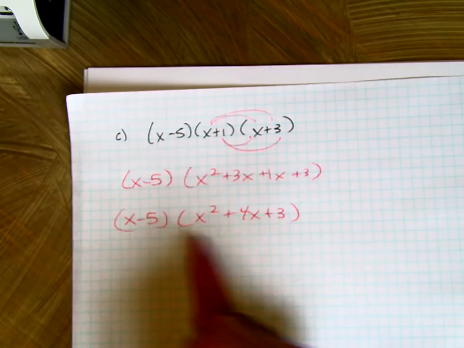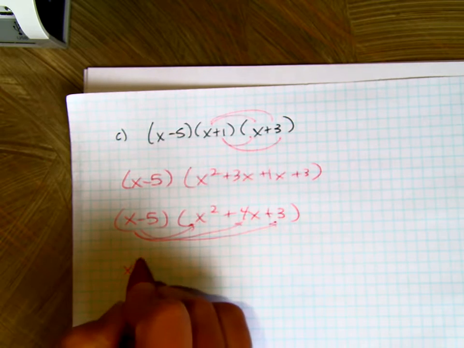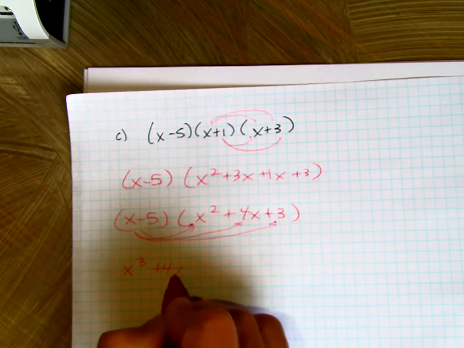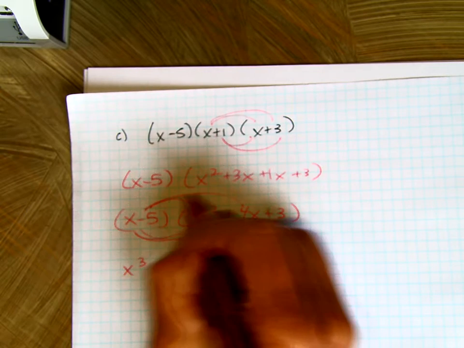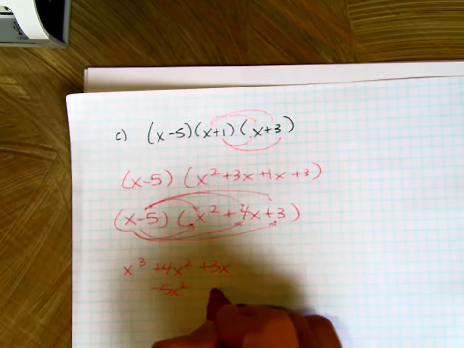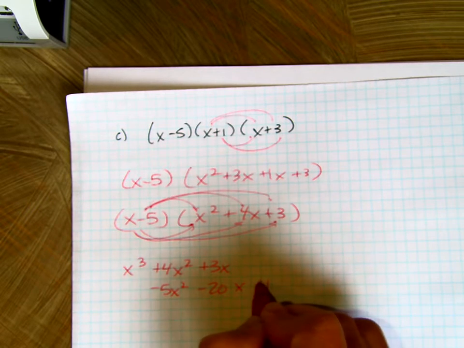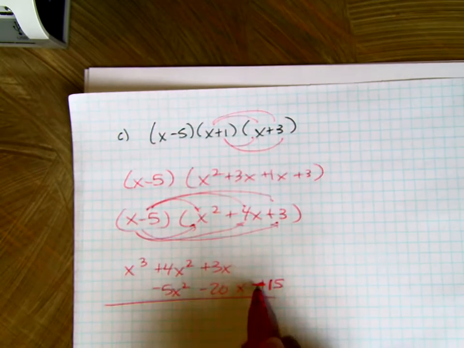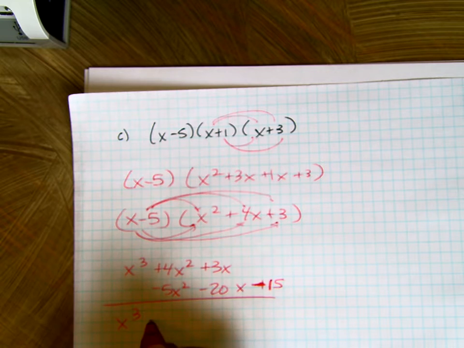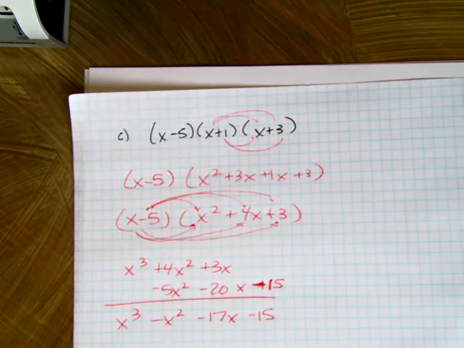Simplify that first before you distribute again. So now I can just distribute the x to everybody. X cubed plus 4x squared plus 3x. Now I can distribute the negative 5 to everybody. Negative 5x squared. I'm going to put it in order. Minus 20x. Oops. Minus 15, and negative 5 times a positive 3 is a negative 15. Then I have an x cubed minus an x squared minus a 17x minus a 15.